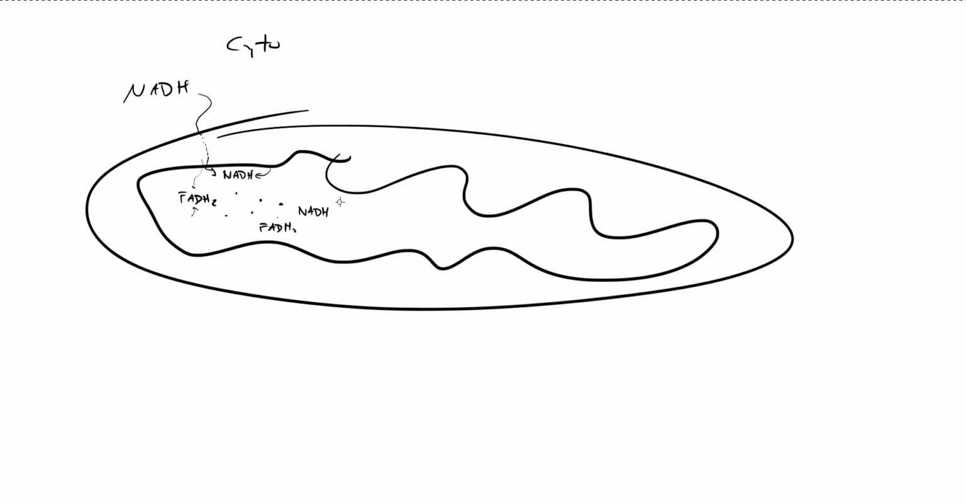All right, so we're inside the matrix, and we have these very high energy molecules. So what are they doing? Well, let's say we zoom in over here. So that's what we're going to do. Here's some cristae, all right, and here's the outer membrane of the mitochondria, right? So this is the cytoplasm, this is the matrix, okay? And here's some NADH, and here's some FADH2.